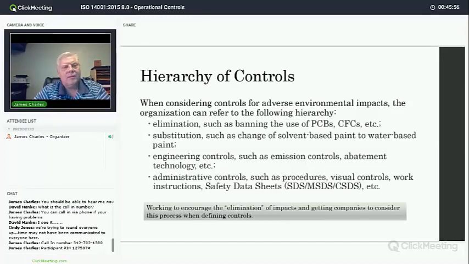Can we implement engineering controls? Oxidizers for air emissions, scrubbers, containment for our oil storage and chemical storage. And then last but not least, administrative controls: instructions, visual labeling of our recycling areas, SDS sheets, etc. So again, we're going to want to demonstrate to our external auditor that we've at least considered this hierarchy of controls.